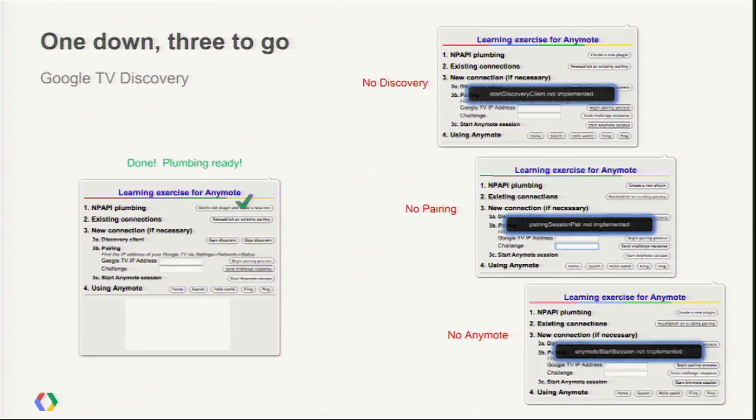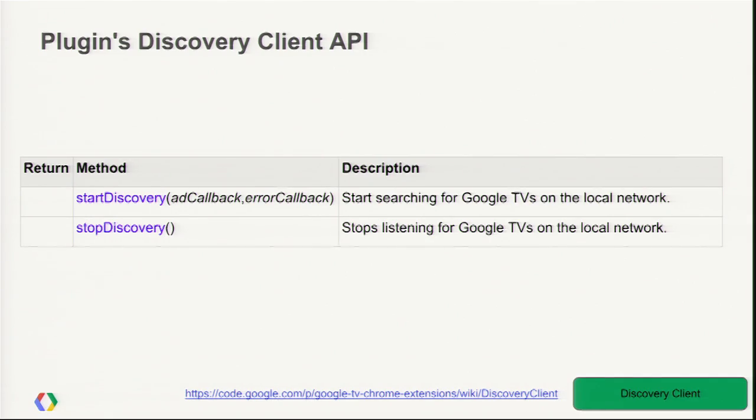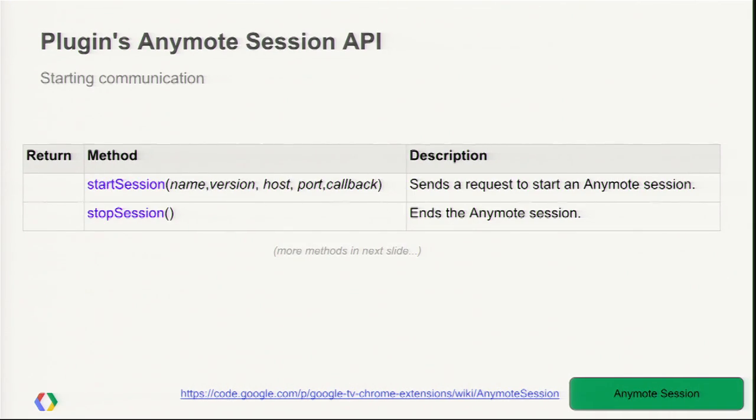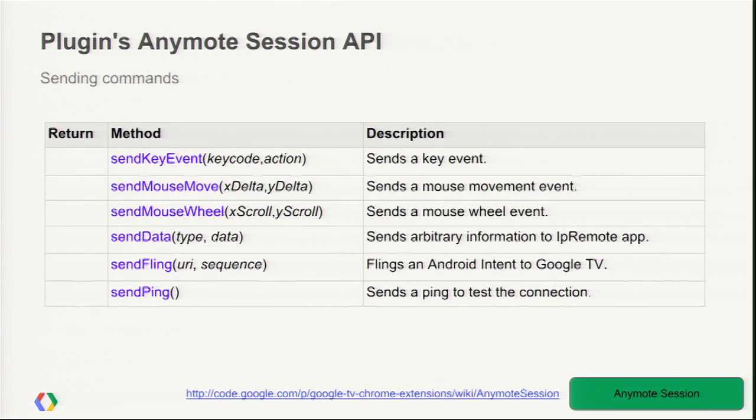So we're going to stop with the exercise here, but that's kind of the first step. If you were to do discovery, pairing, and Anymote, there's some API functions for discovery, to start the pairing process, to send the response, to start the Anymote session, and to stop it. And then kind of the most important slide is once you're connected, what can you send? What can you tell the TV? Key events, obvious. Mouse events, which I showed you. Mouse wheel events for scrolling. You can actually send arbitrary data types. Right now, that means sending a string. That's how I did the hello world thing. Fling, I'll step over once. Ping is just to test the health.